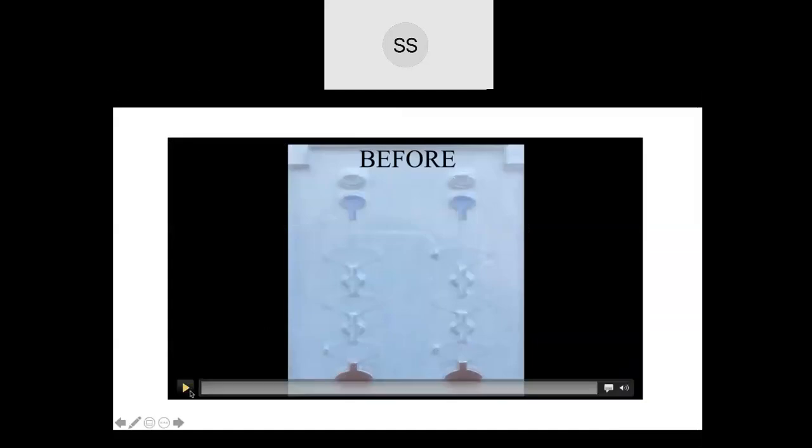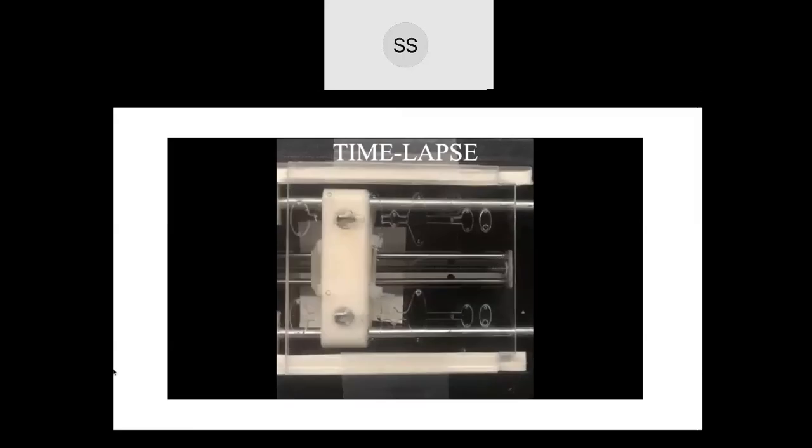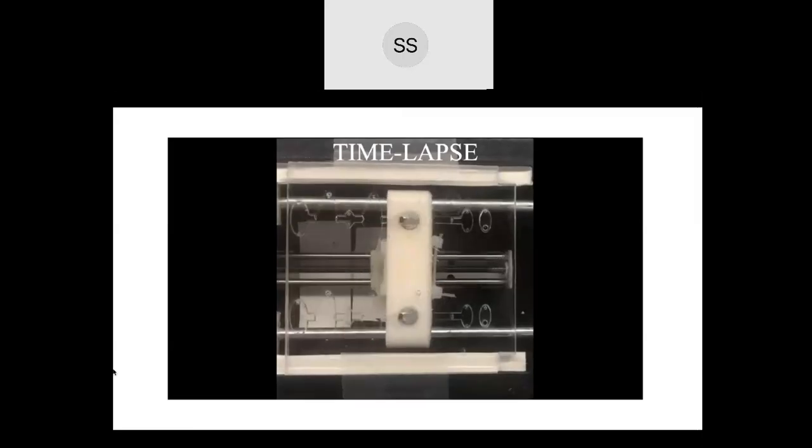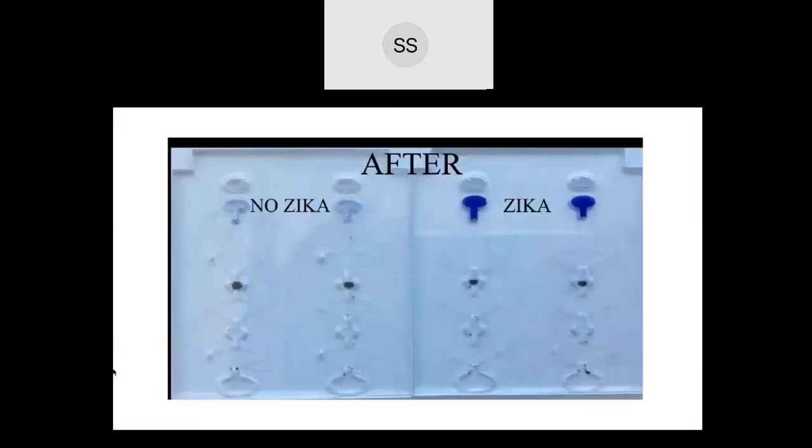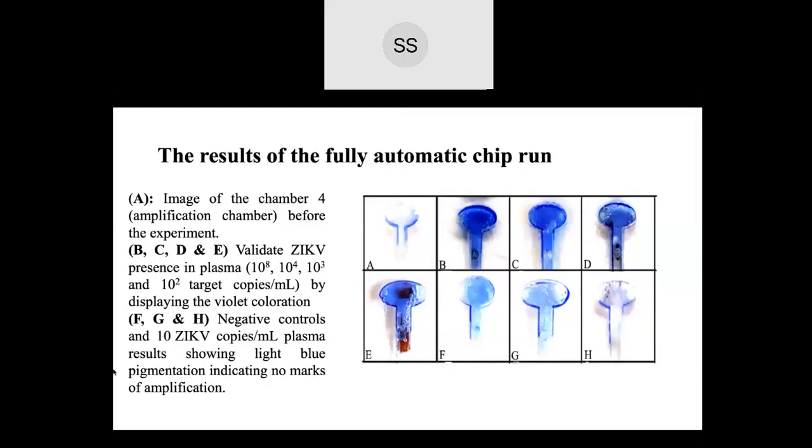So this is a small quick video of the project that will help you understand the process better. This is the time-lapse video of how the beads are being washed in the multiple chambers, and then this is the elution of the target. And once the target is eluted, chamber 4 is further incubated for 30 minutes, and a color change is observed if the Zika is present, and no color change is observed if the Zika target is not present.